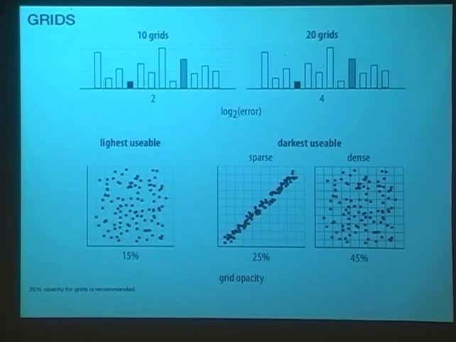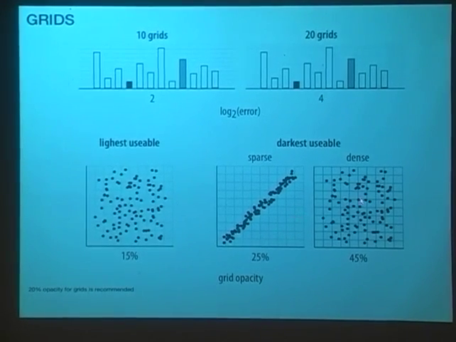When making grids, 20% opacity is recommended. When you are placing a layer on top of your data, either something like this or a grid like this, don't make it too dark. And in fact, the denser the data, the darker the grid needs to be, but 20 or 25% is ideal. That's a rule of thumb.